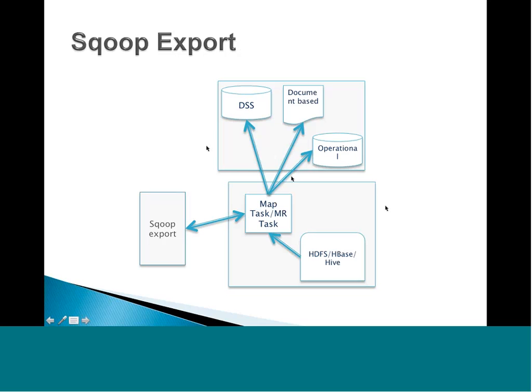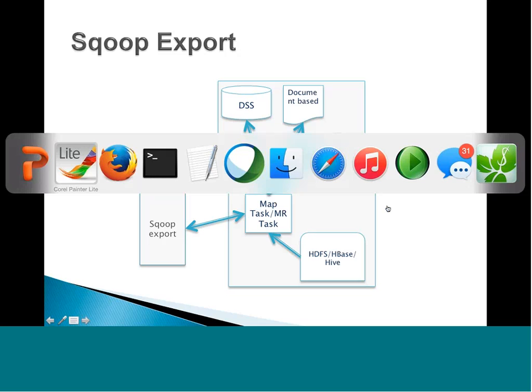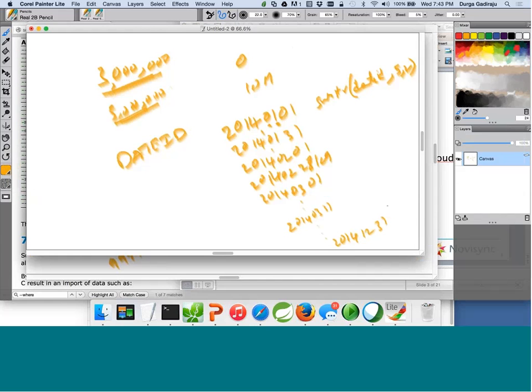Okay, now we will talk about Sqoop export. So a Sqoop import is from traditional databases to Hadoop, whereas Sqoop export is from Hadoop to databases.